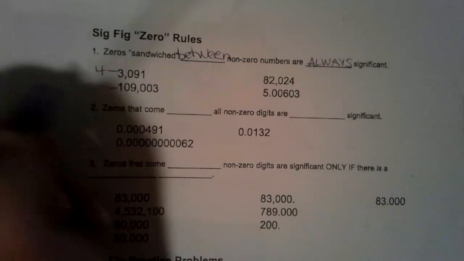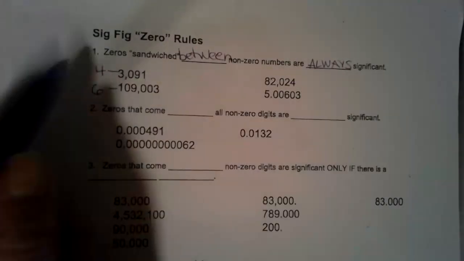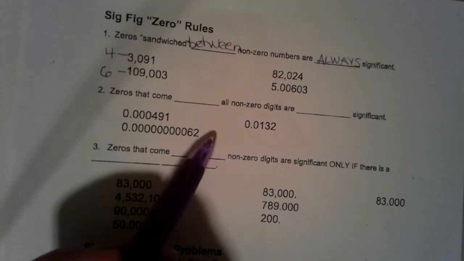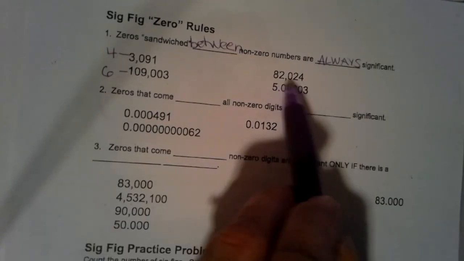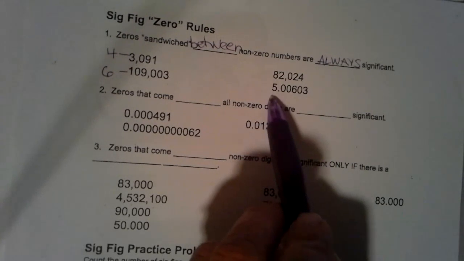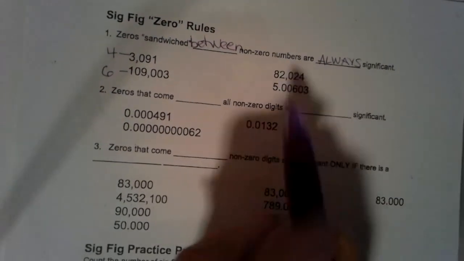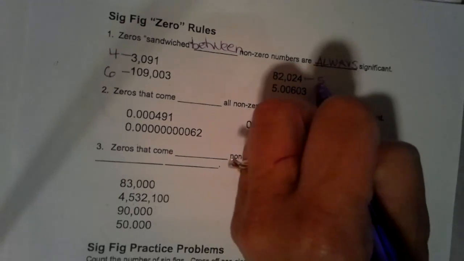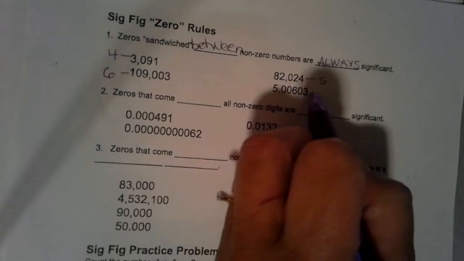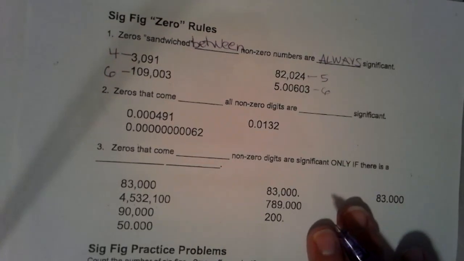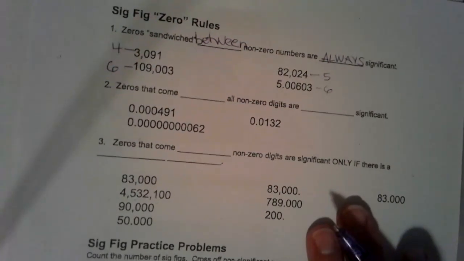This has 6. And so what I'm saying real quickly is I say sig figs or significant figures. These are the numbers that are considered measured. Okay, so we have 82,024 and 5.0603. All of these are considered significant. So there's going to be 5 here, and there's going to be 1, 2, 3, 4, 5, 6 here. Okay, so zeros in between non-zeros are always considered significant.